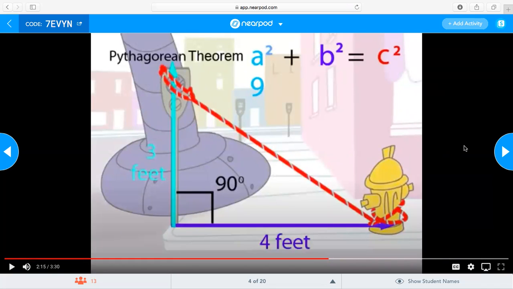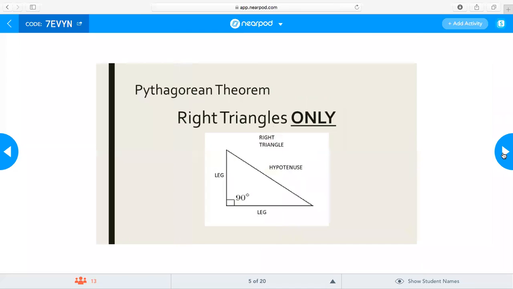All right, so I'm going to pause it here. But basically, this is just an introduction to what the Pythagorean Theorem is for. So Pythagorean Theorem is for right triangles only. Write that down. Right triangles only.